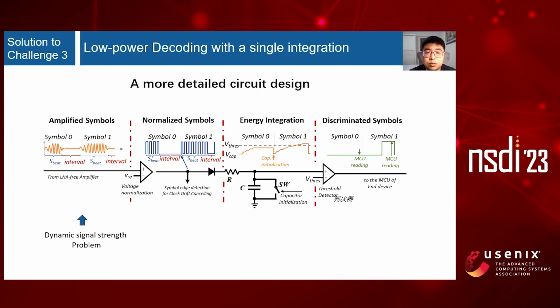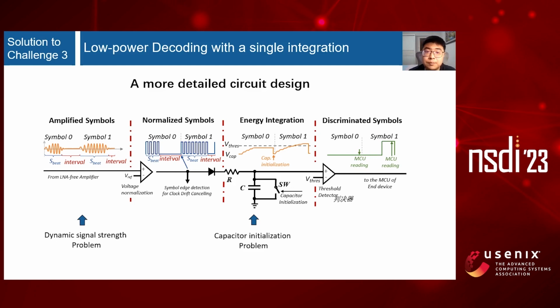To solve this problem, we set up a voltage comparator to normalize the signal amplitude. That is, no matter how high or low the amplitude of the amplified signal is, it is uniformly converted to a specific amplitude. This avoids the effect of amplitude changes on the integration result.